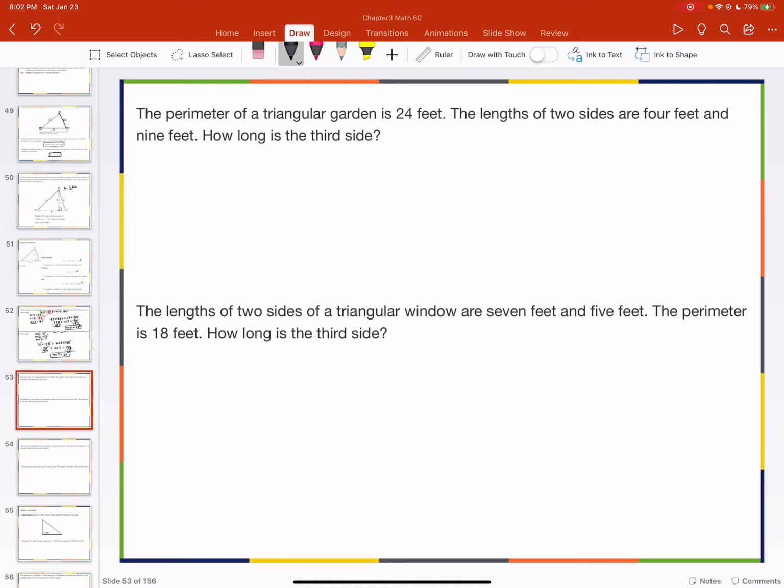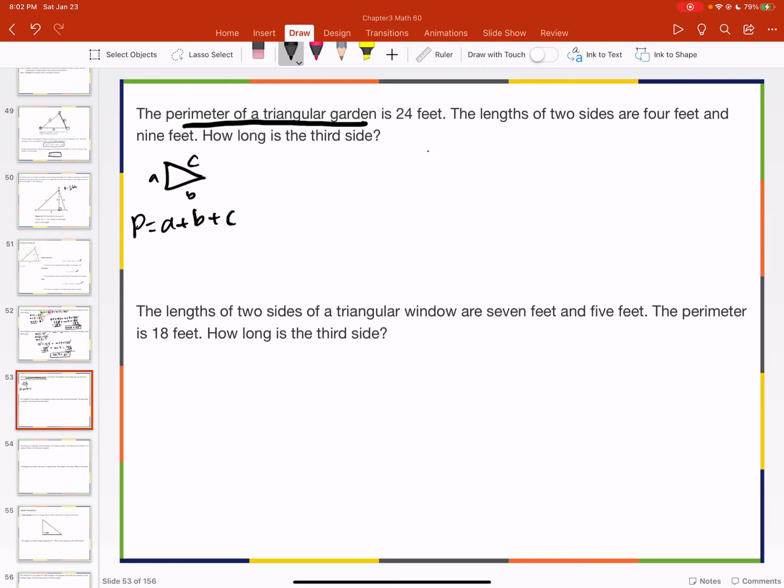Okay, let's do one that has perimeter: the perimeter of a triangular garden. Remember, if you have 3 sides, the perimeter is the sum of all the sides. In fact, the word perimeter comes from peri and meter, meter meaning distance and peri meaning around. So if you put it together, it means the distance around.